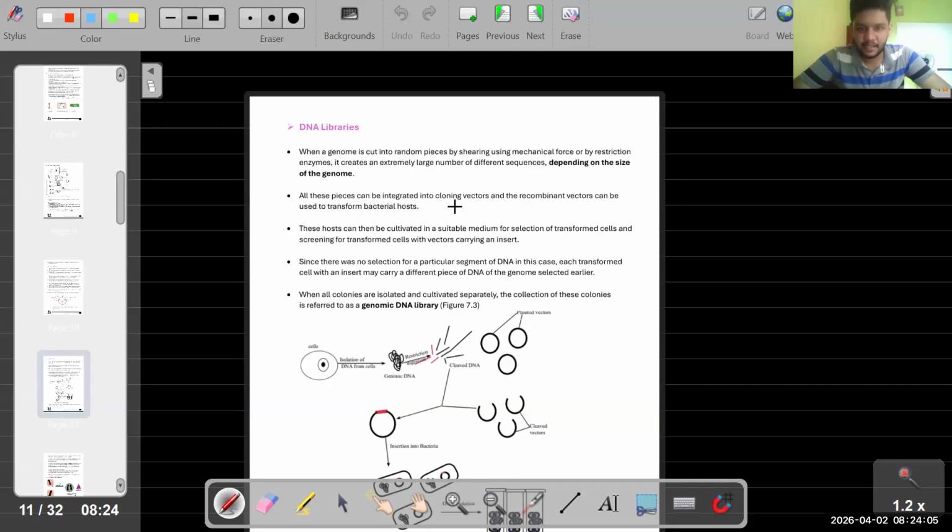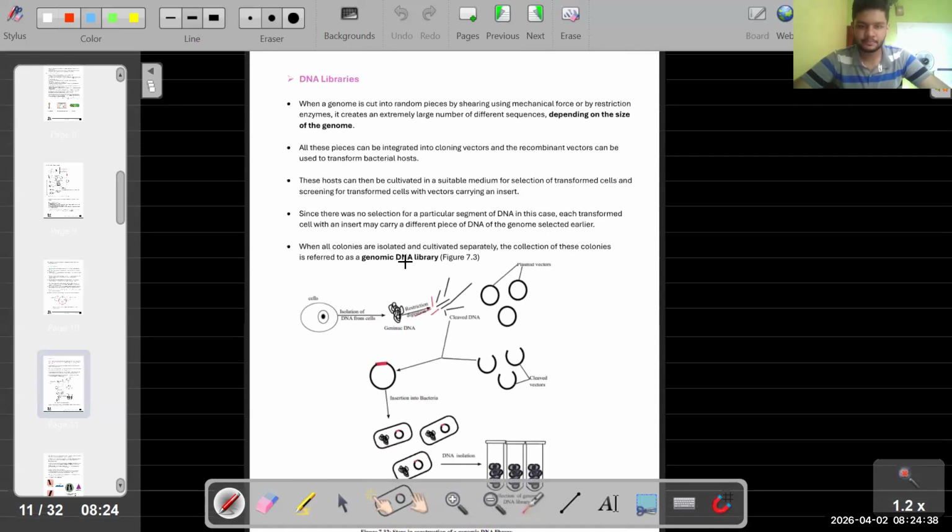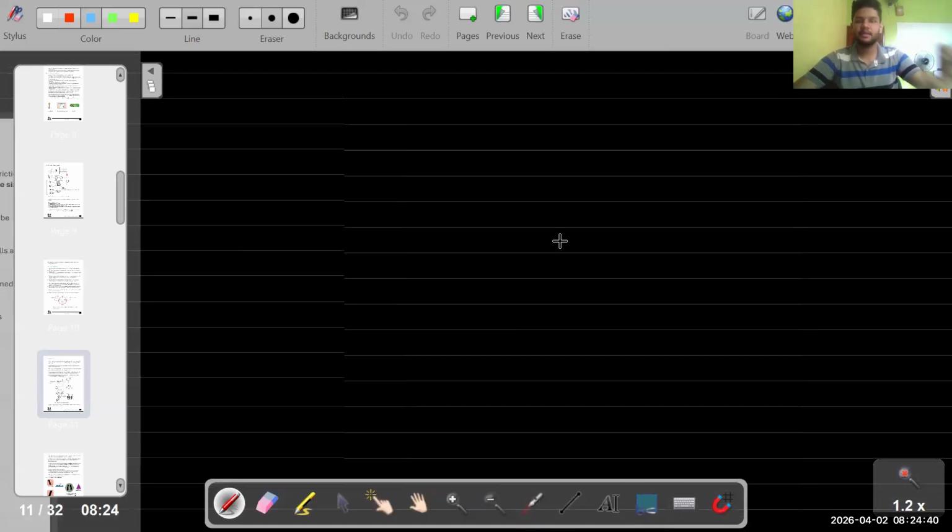All these pieces can be integrated into cloning vectors, and the recombinant vectors can be used to transform bacterial hosts, right? These hosts can be cultivated in a suitable medium for selection of transformed cells and screening for transformed cells with vectors carrying an insert. Since there was no selection for a particular segment of DNA in this case, each transformed cell with an insert may carry a different piece of DNA of the genome selected earlier. When all colonies are isolated and cultivated separately, the collection of these colonies is referred to as a genomic DNA library. Right? Okay, let's see what they are trying to convey.